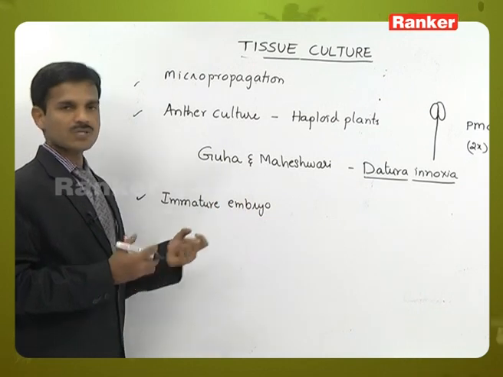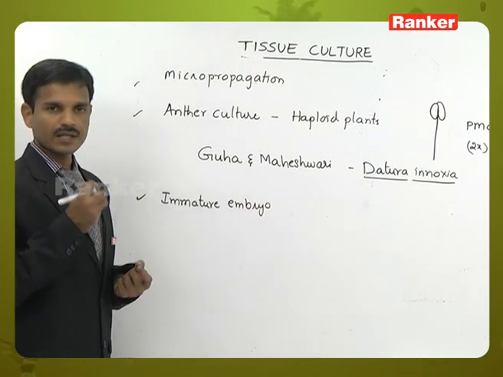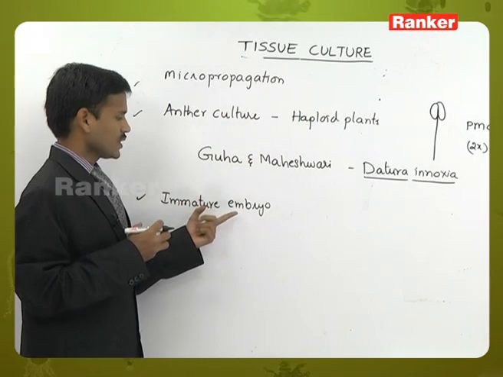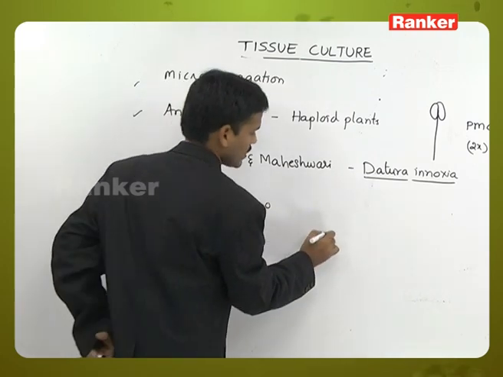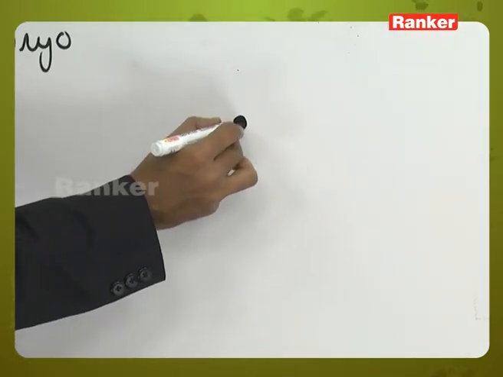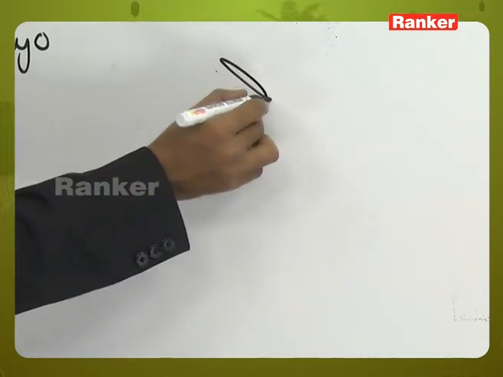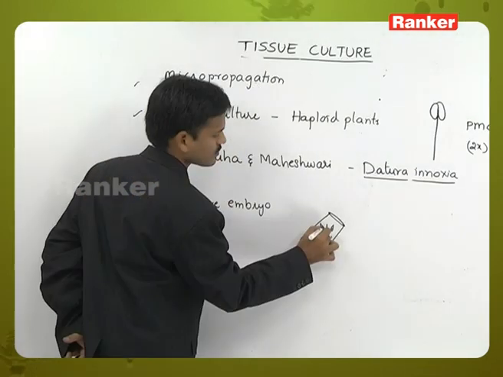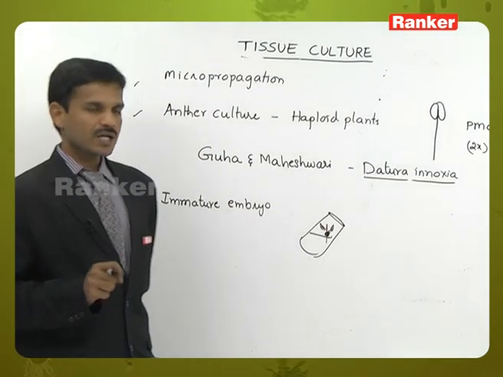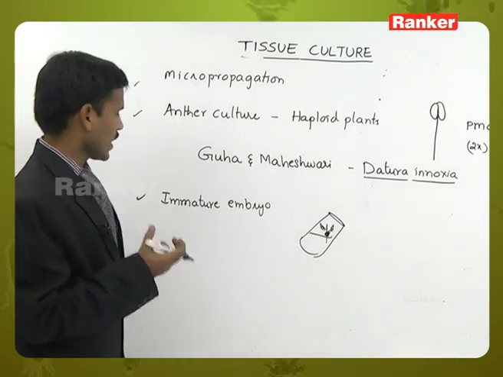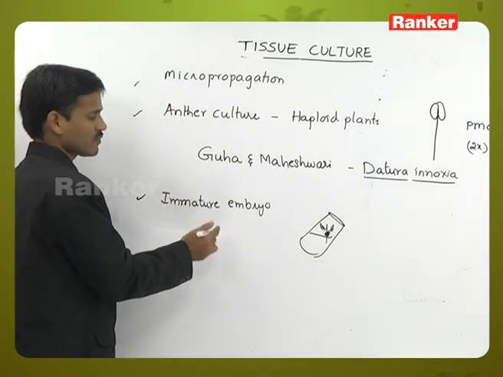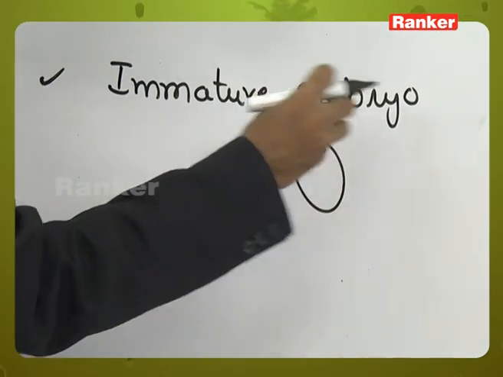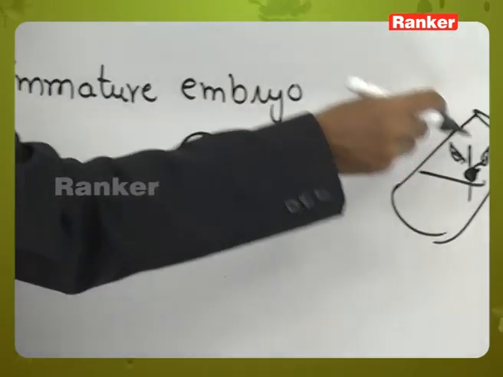These embryos are taken from the seeds, and when they are cultured on the medium, the embryo develops into a new plant. For example, this immature embryo is cultured on the medium, and it develops into a new plant. Naturally it cannot develop into a new plant, but the immature embryos are taken from the seeds. In the seed, one embryo is there. This embryo is taken out and cultured on the medium, and it develops into a new plant.